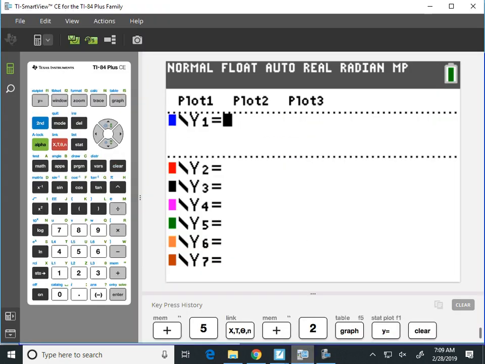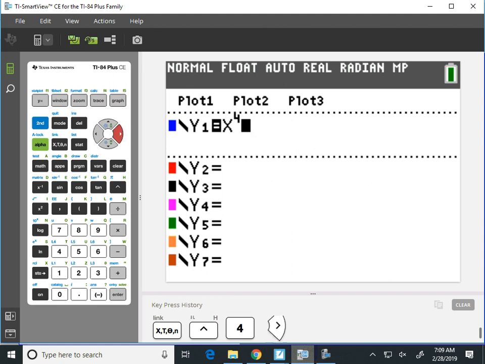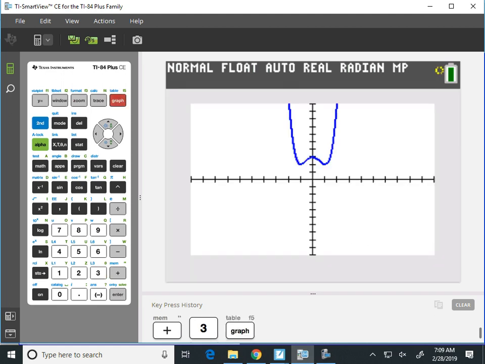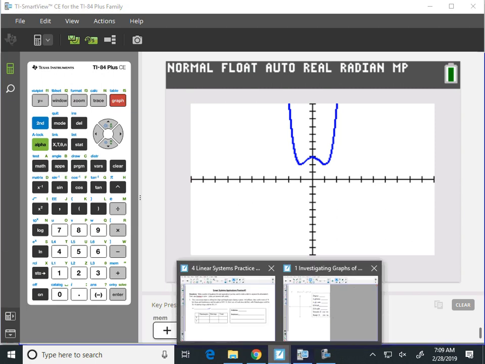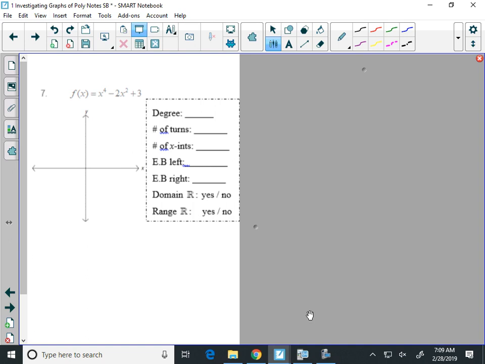So I have x to the 4th, arrow out of the exponent, minus 2x squared plus 3. Oh, that's a cool looking graph. That's different than something we've ever seen before. It kind of looks like a W. All right, so let's sketch that one on our paper. So we have something that looks like that a little bit.